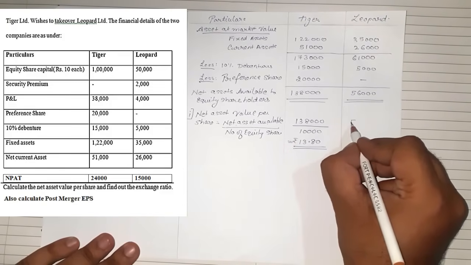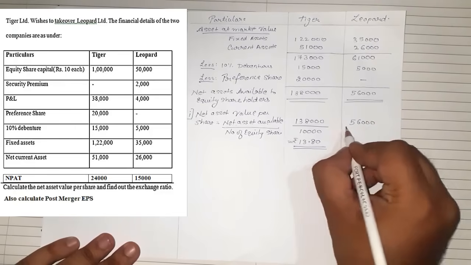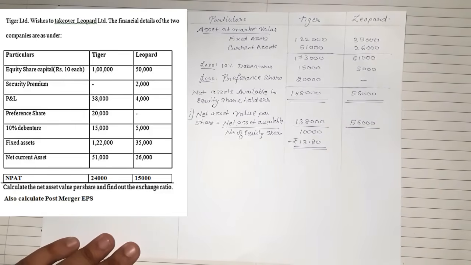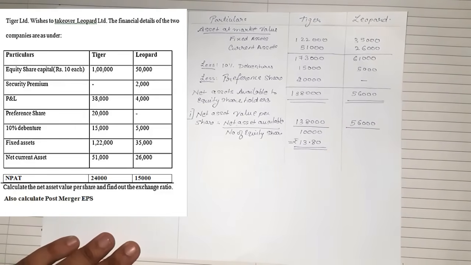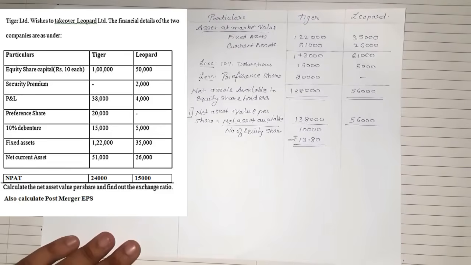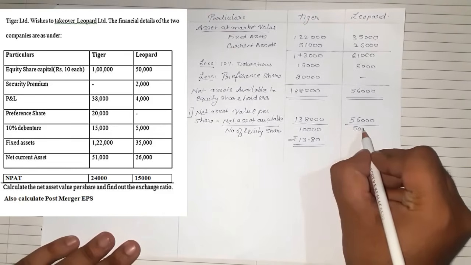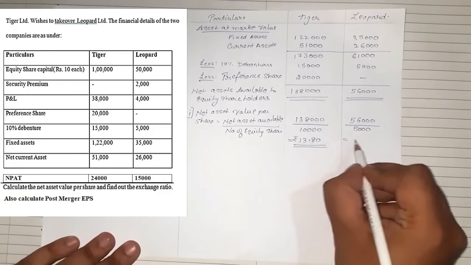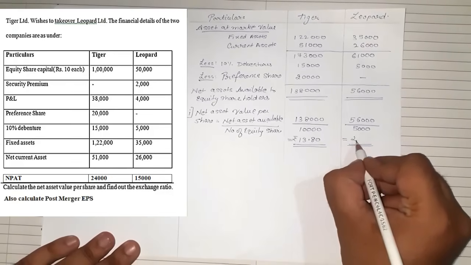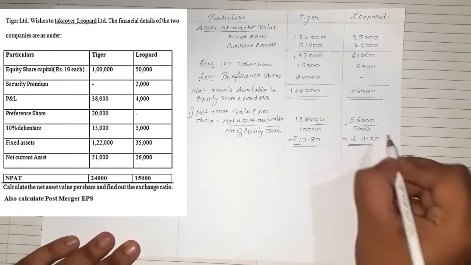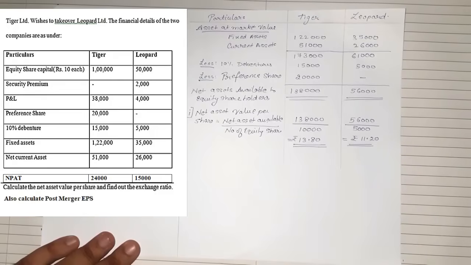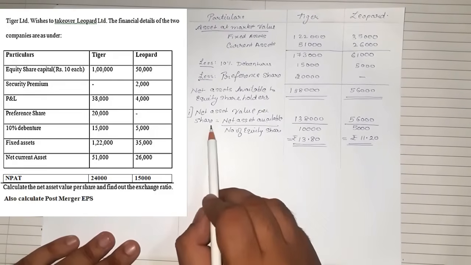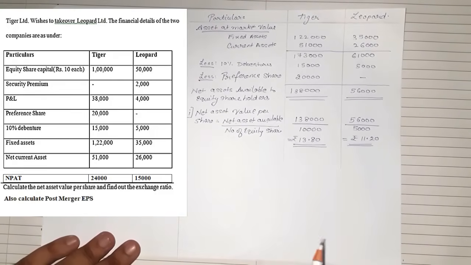Similarly, for Leopard Limited, it will be 56,000 divided by the number of shares. Now the value is given here as 50,000 of 10 rupees each. So 50,000 divided by 10 is 5,000 shares. So we note down this as 5,000. You divide, and your value should be rupees 11.20. So that's our first answer, that is net asset value per share as per net asset value method.